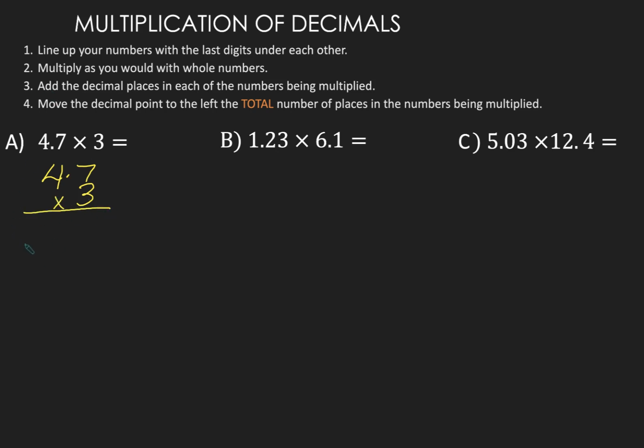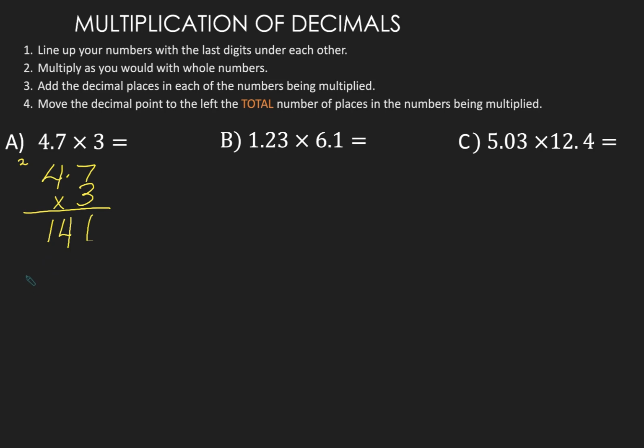My second step: multiply as if they were whole numbers. So I'm thinking of this as 47 times 3. Forget the decimals. 3 times 7 is 21. Carry my 2. 3 times 4 is 12, plus 2 is 14.